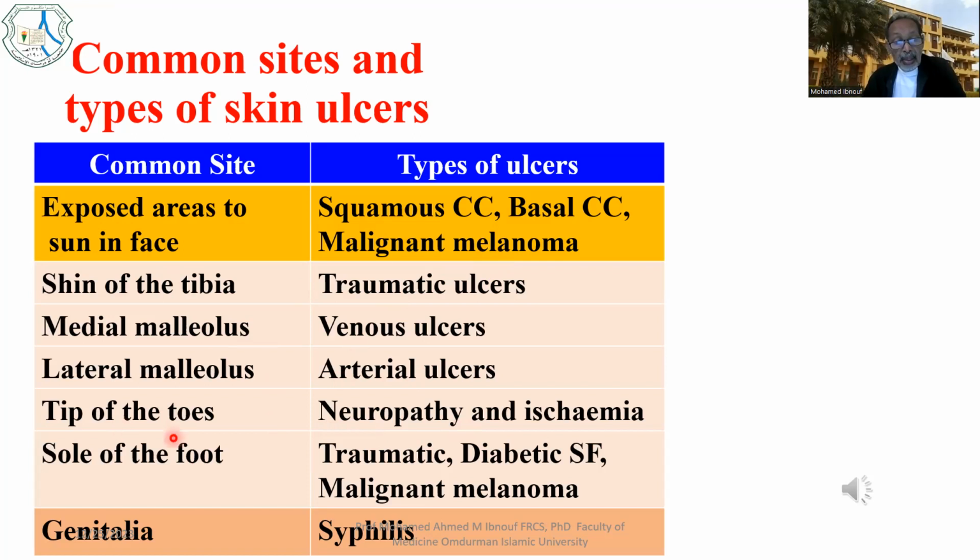However, below the nail, we can find acral melanoma. In the sole of the foot, we find trauma causing wounds, diabetic septic wounds, malignant melanoma, and also probably the foot ulcers of mycetoma. In the genitalia also, we find syphilitic ulcers.